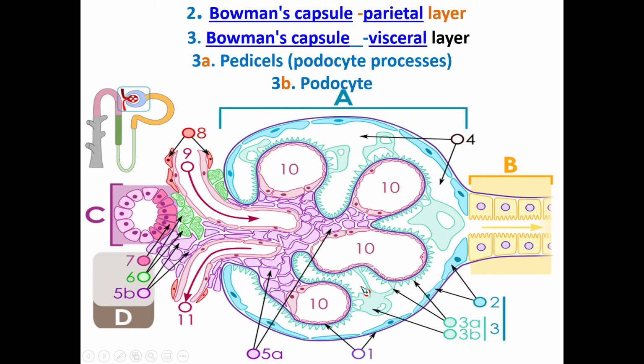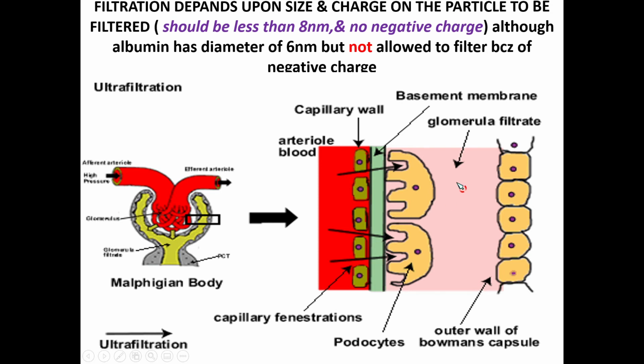I'm moving back to your previous diagram. So these are the podocytes, and these podocytes are sending finger-like extensions which are known as the pedicles, and there are the slit gaps between them. Sorry, this is your parietal layer.